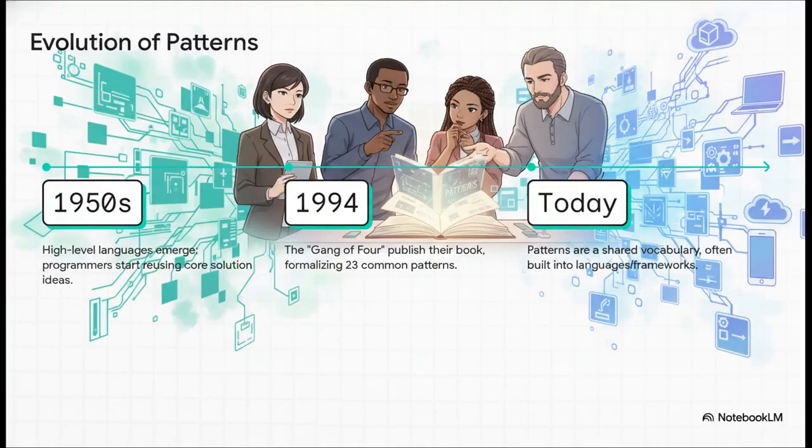And this idea isn't new at all. It kind of started brewing back in the 50s as soon as programmers started solving the same problems again and again. But it really became official in 1994 when four authors, who are now legendary, they're called the Gang of Four, published this book that cataloged 23 of the most common patterns. And just like that, developers had a shared vocabulary, a way to talk about high-level software design.